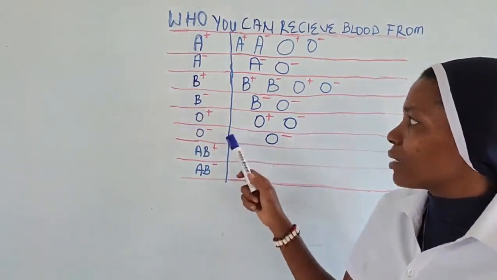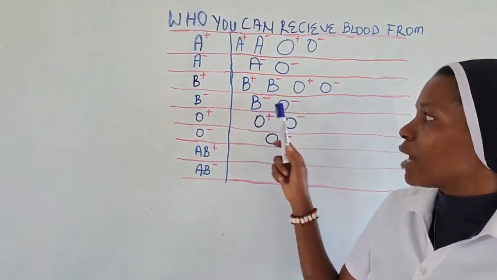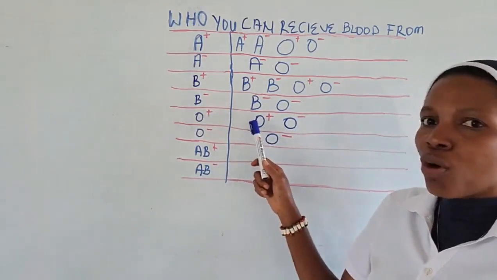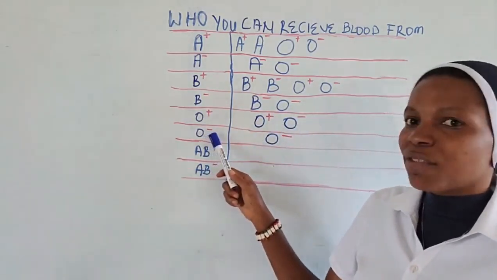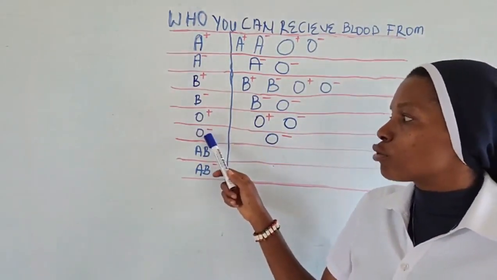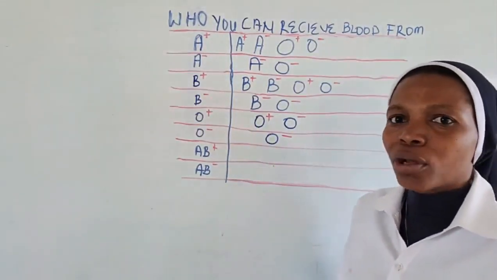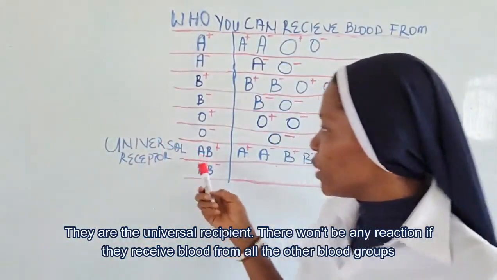So I've said that an individual with B negative can receive blood from B negative and O negative. An individual with O positive can get blood from an individual who is O positive and O negative. And an individual who is O negative can receive blood from an individual who is also O negative. An individual who is O negative can only get blood from his own kind, not even from any other blood type. Now let's just talk about an individual who is AB positive.